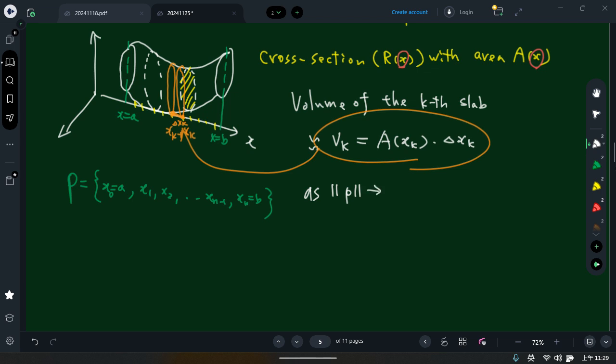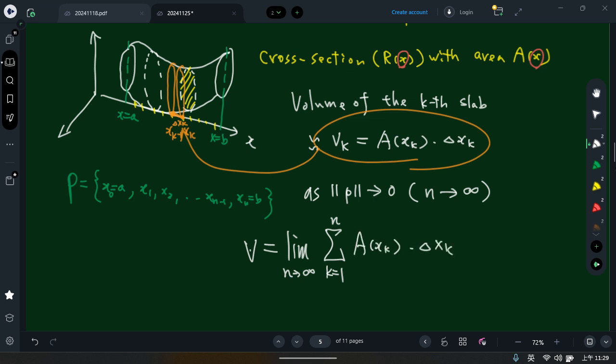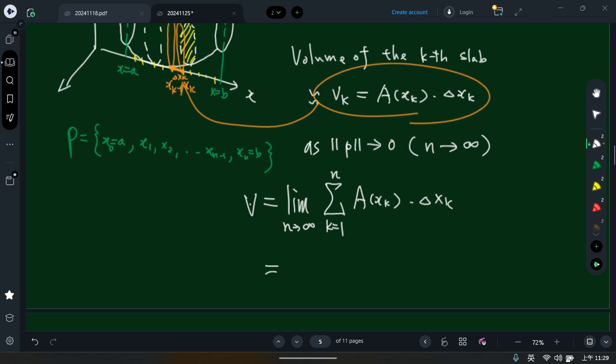So if each volume is a small portion, then as the norm of P approaches 0, that means we divide the interval into an infinite number of pieces. And V will be almost the same as the limit as n approaches positive infinity of the sum from k equals 1 to n of A of sk times delta sk, and the result will be the integral from a to b of A of x dx.